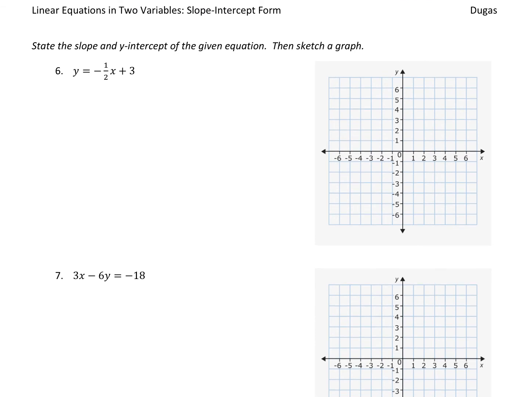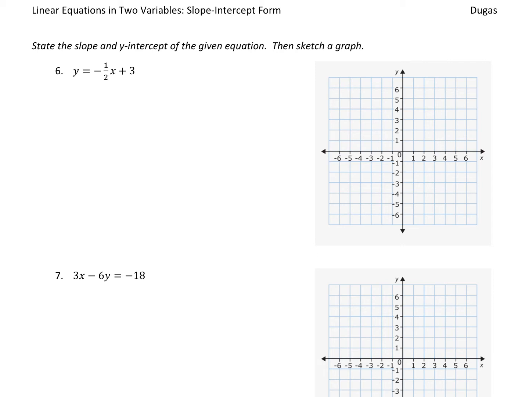All right. The next thing I want to do is state the slope and the y-intercept of the given equation, and then sketch a graph. So for number 6, you can see that it's in slope-intercept form. How do you tell if it's in slope-intercept form? Well, let's look at number 6 versus number 7. Number 6, the y is by itself. Number 7, this is in standard form. This has your x and your y, both variables, on the left, and the constant is by itself on the right.